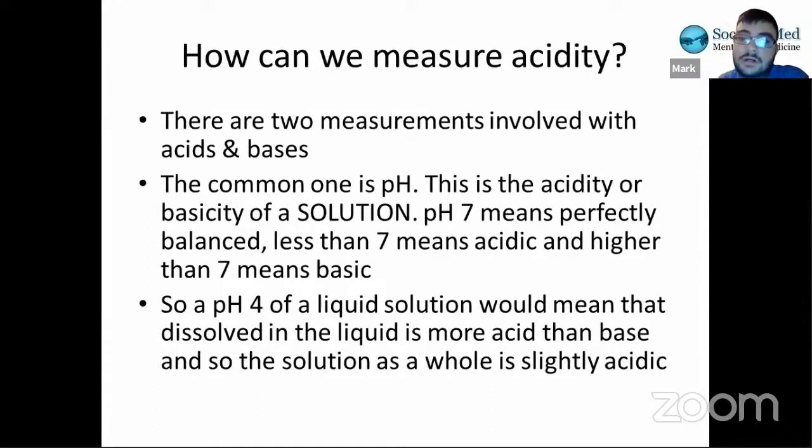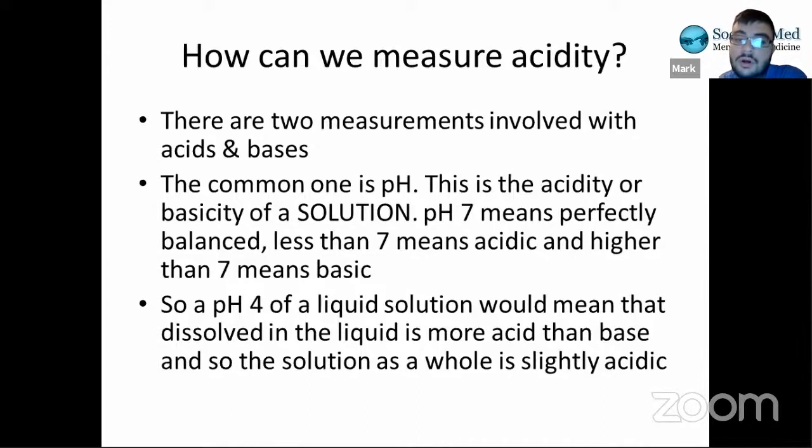If you have a solution of some kind of liquid and you wanted to measure how acidic that solution is, you would use pH. pH 7 means that the solution is perfectly balanced. If you have a pH less than 7, it means it's acidic, and the closer it is to 0, the more acidic it is. So a solution with pH of 1 is more acidic than a solution of pH 6. And higher than 7 means it's basic. Again, the closer it is to 14, the more basic it is. So pH 13 is more basic than pH 8.